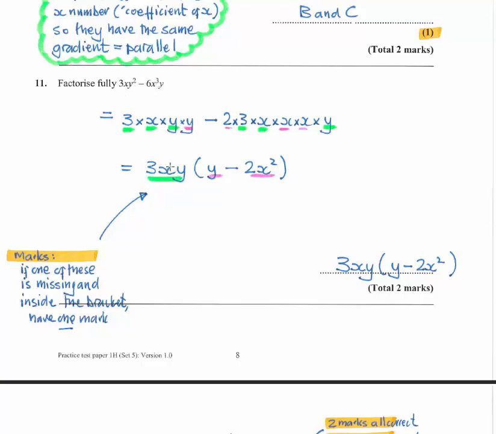What's the most they share? X. There's a y squared and there's a y. What's the most they share? Y. So the thing that they share, the most that they share, is 3xy.